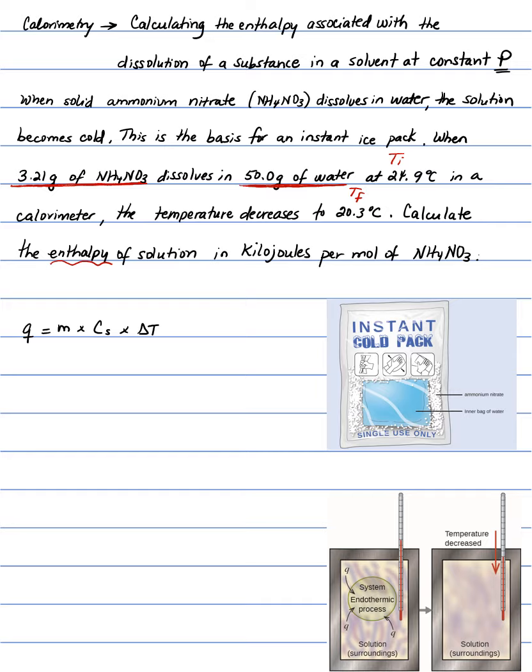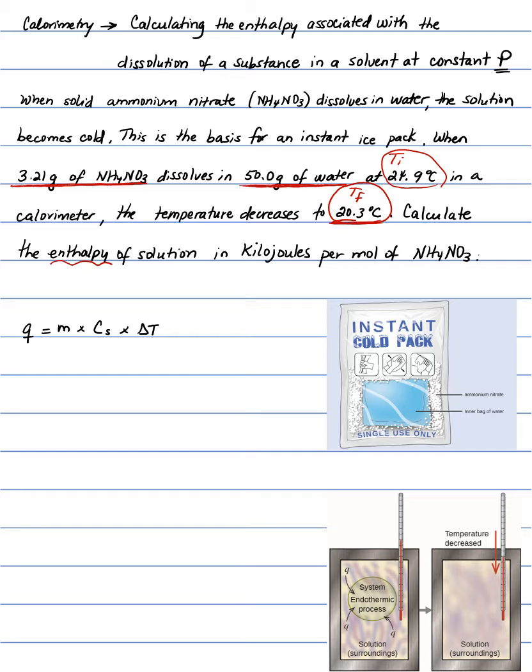So we're using the equation for heat. To solve this equation, to find out the amount of heat, you need the mass, you need the specific heat, and you need the change in temperature. The change in temperature we can calculate. I already identified the temperatures. You have Ti 24.9, your final temperature 20.3.